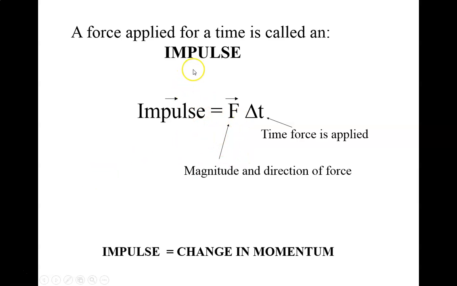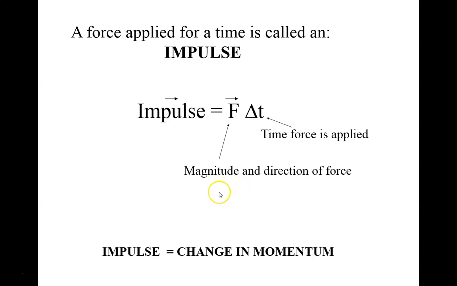This brings into play the idea of what's called an impulse. An impulse is equal to force times time. There might actually be a symbol for impulse. I think it might be a J, but we're just going to use impulse equals force times time. Your equation sheet doesn't mess with it, so we're not going to mess with it either.